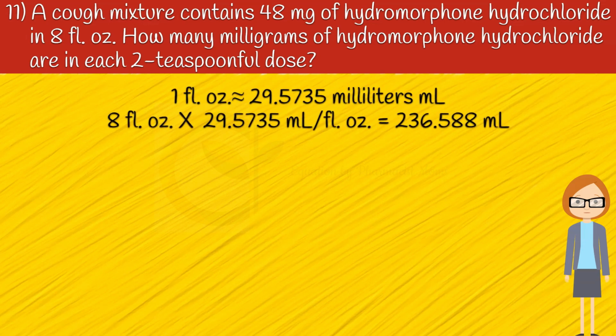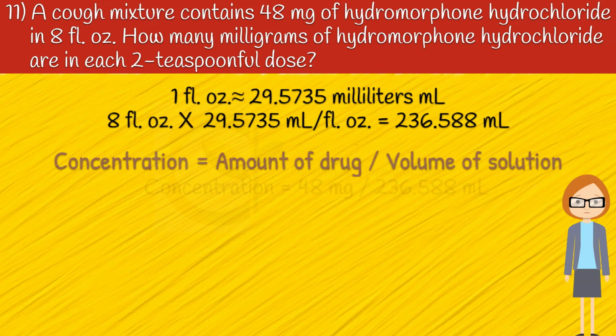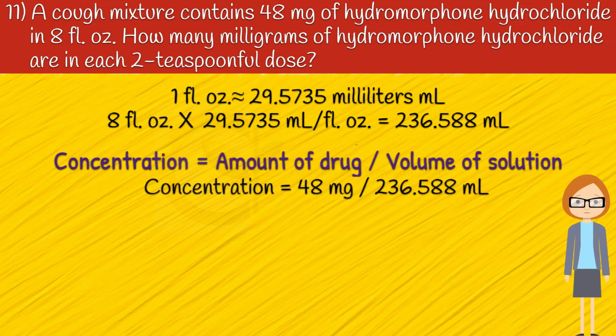One fluid ounce is approximately equal to 29.5735 milliliters. So, 8 fluid ounces is equal to 236.588 milliliters. Now, we can calculate the concentration of hydromorphone hydrochloride in the cough mixture. Concentration is equal to amount of drug divided by volume of solution. Concentration is equal to 48 mg per 236.588 milliliters.